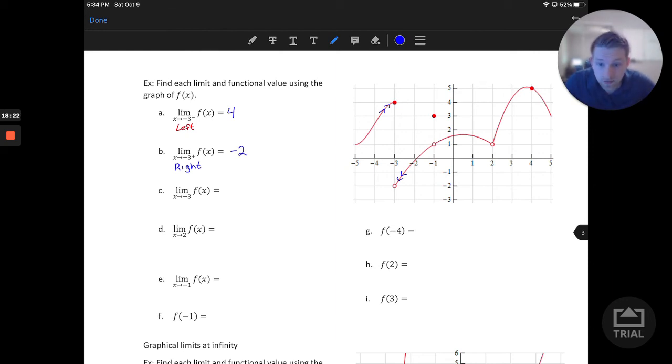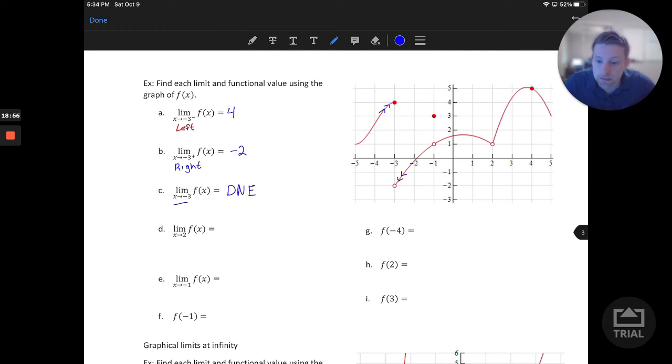So again, we could say that this function has two results for our one-sided limits. One's going to 4, one's going to -2, and so that two-sided limit here in part C, we can say does not exist. Those two one-sided limits do not agree. So again, that would say that the limit as x approaches -3 does not exist. It's going in two different directions.